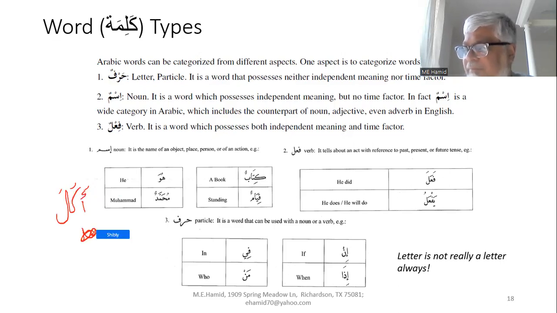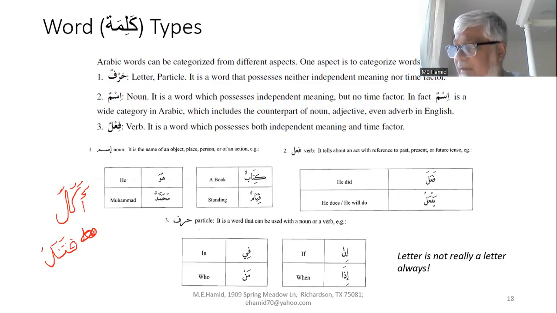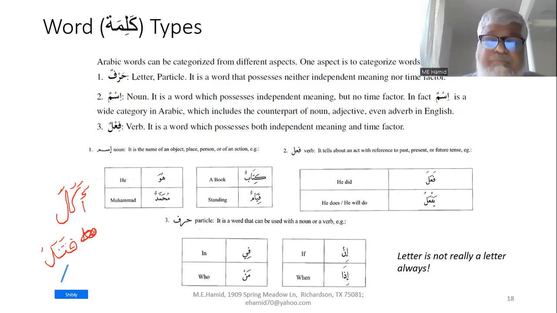Qatala, he killed. So these are words that have independent meaning, but all of them have a tense added to them, showing that something has happened in the past. These kinds of words are very simple. We call them verbs. That's easy to understand.